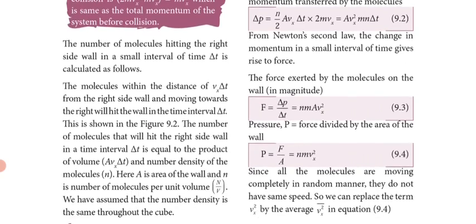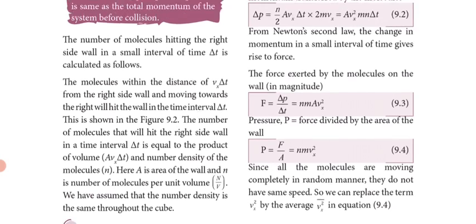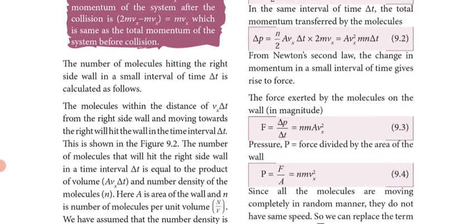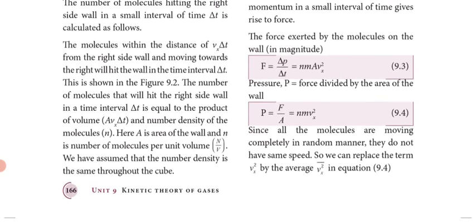From Newton's second law, the change in momentum in a small interval of time gives rise to the force exerted by the molecules on the wall, that is del p by del t. So del t and del t will get cancelled and that will become n m A Vx square. Pressure is nothing but force divided by the area, so A will get cancelled. Again you get the simplified equation, that is n m Vx square.